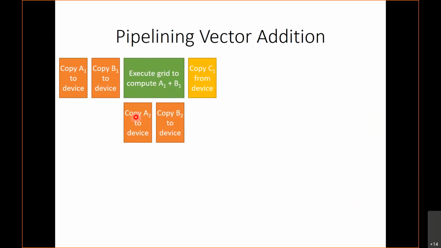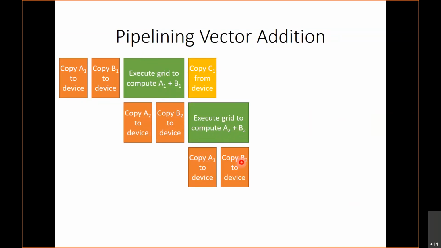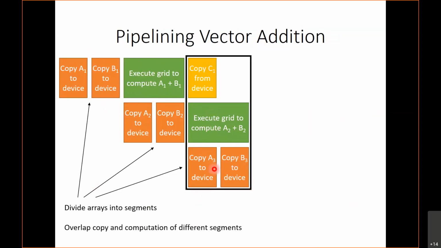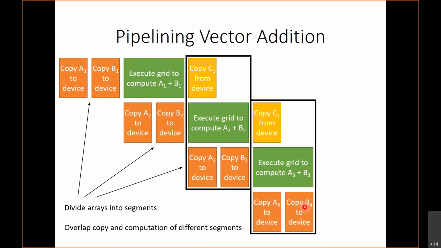And in the meantime, the copy of A2 and B2 is ready, so I can execute a grid to compute A2 plus B2. And in the meantime, I can also be copying the next segment, A3 and B3, from the host to the device. So as you can see, I can divide my array into segments, and every step I'd be copying one segment. I'd be parallelizing the copying of a segment with the computing of another segment with the copying back of another segment. So actually, this is where the parallelism is happening. I'd be copying one segment while computing another segment while copying back another segment that is ready. So we're going to overlap copy and computation of different segments. And this goes on. When I'm done, I can copy back C2 while I'm adding A3 and B3, while I'm copying A4 and B4 to the device, and I keep going.